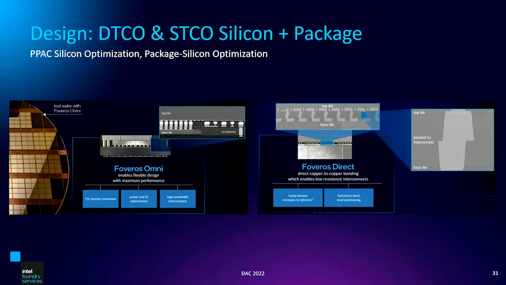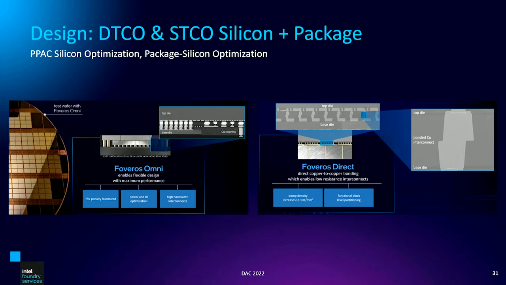Okay. The next thing we need to do is we need to do DTCO and STCO with package design. So this is not an announcement or anything. This is just a showcasing of Foveros Omni technology. Our competition also has some very nice 3D packaging technology. We believe Foveros Omni is a very nice solution for the future. And we're all moving toward direct bonded solutions in the future.